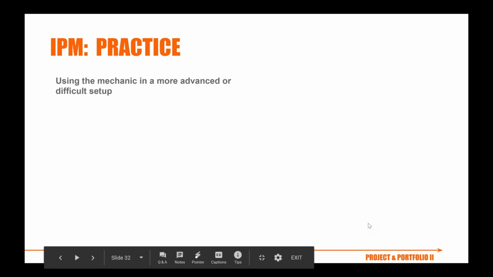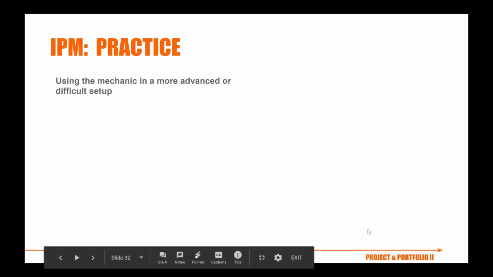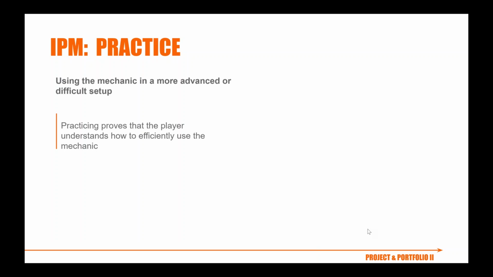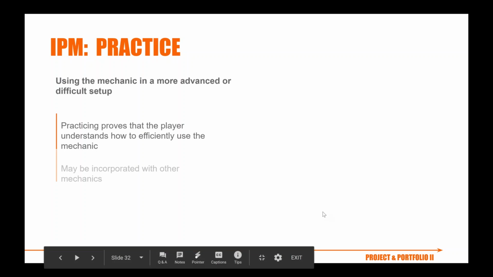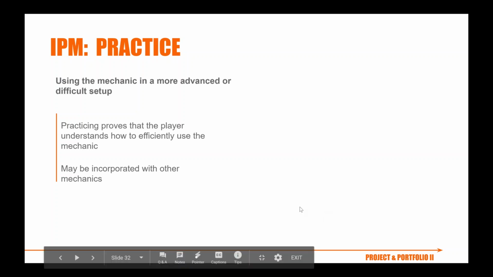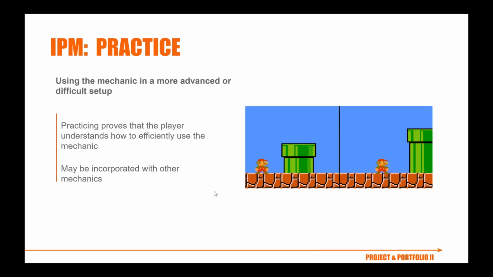Then getting into practice setups, or basically starting to give a little bit more challenge, a little bit more difficulty to those interactions. Practicing can start to prove that the player efficiently knows how to use the mechanic. And this is where other mechanics can start to become incorporated. So other hazards, other things that can hurt the player, other things that make it a bit more challenging. Here's just a small, subtle detail about jumping in Mario: you have the short pipe and the long pipe.